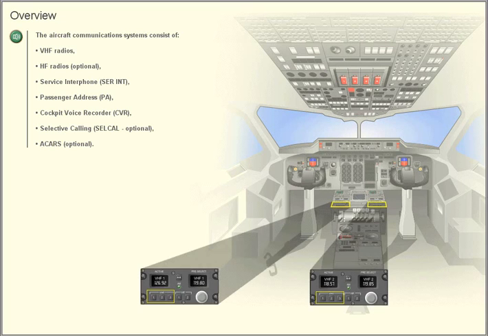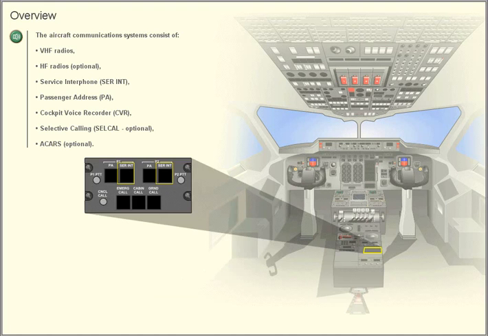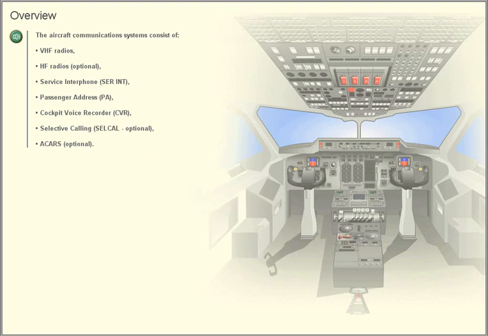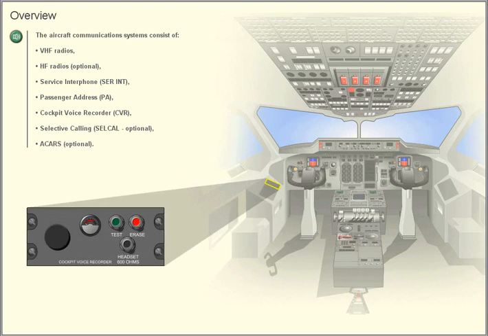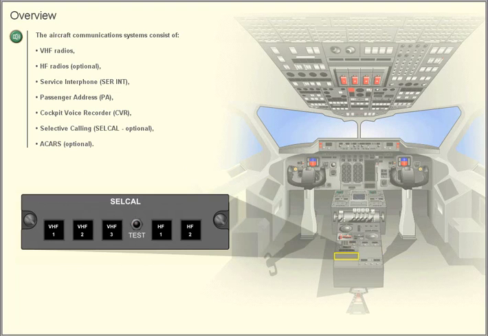Overview. The aircraft communications systems consist of VHF radios, HF radios (optional), service interphone, passenger address (PA), cockpit voice recorder, selective calling (SELCAL) (optional), ACARS (optional).